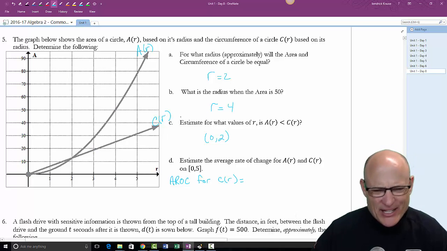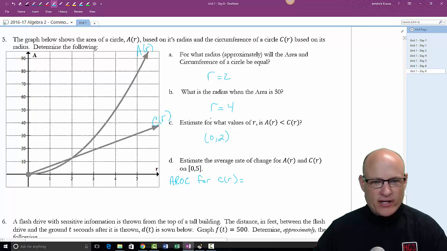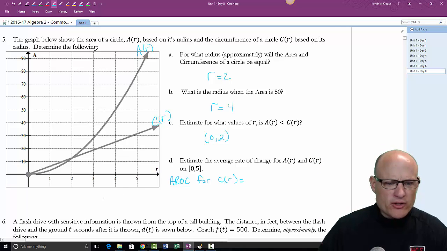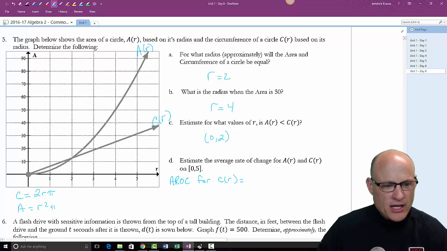All right, so what we're doing, we're not going to use those points. I just had a brain cramp for a second. So what we're going to do is you got to think about circumference. Circumference formula is equal to 2r times pi, or 2 pi r, and the area formula is radius squared pi. So if we want to find the average rate of change from 0 to 5, what we're going to do is we're going to find C of 5 minus C of 0 all over 5 minus 0.